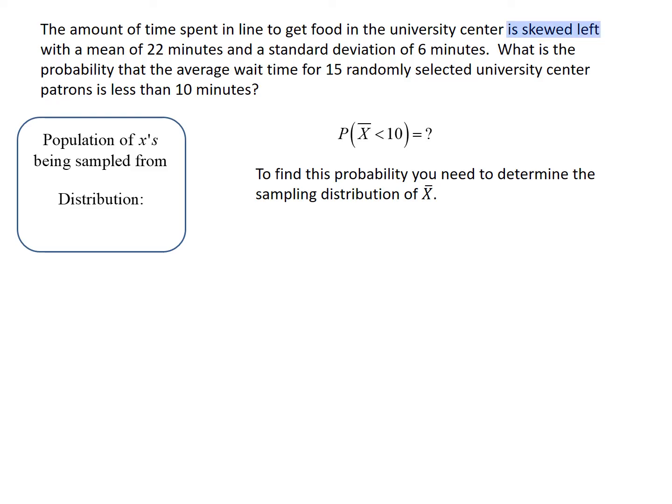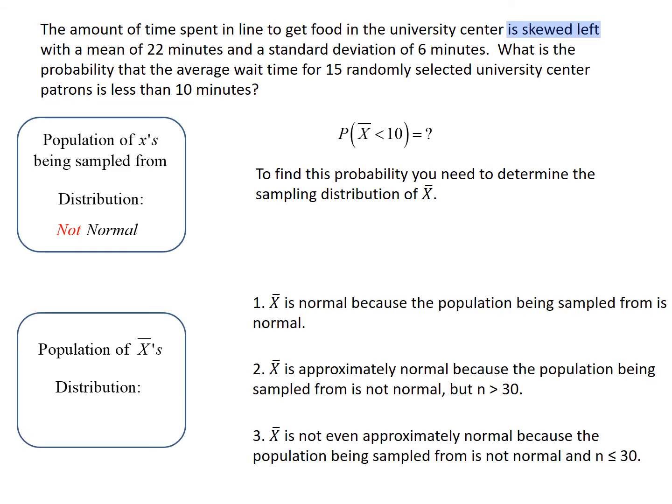And that depends on the distribution of the population being sampled from. The population that we're sampling from is skewed left. That is not normal. So the parent population is not normally distributed. When we look at what might be true of X bar, we can rule out option number 1. X bar is not normal because the wait times themselves were not normal.